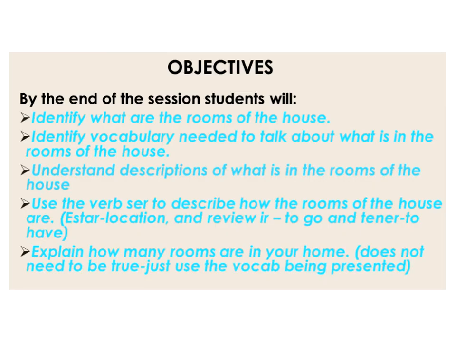Some of the objectives for today's lesson include identify what the rooms of the house are. So we started that last week, and that was part of your homework last week and this week. Identify vocabulary needed to talk about what is in the rooms in the house. So here we're talking about things that you would find in each room, in the kitchen, in the living room, in your bedroom. Obviously, you won't find a bed in the kitchen. I was going to use the example, you won't find a TV in the kitchen, but only in the living room. But in today's home, you may find a TV in the kitchen.